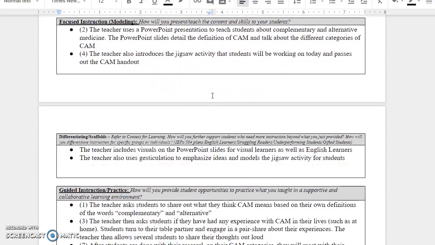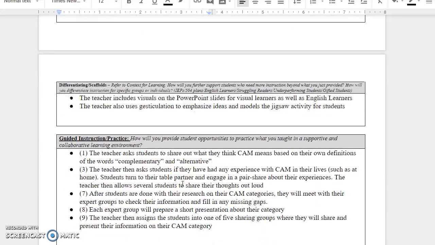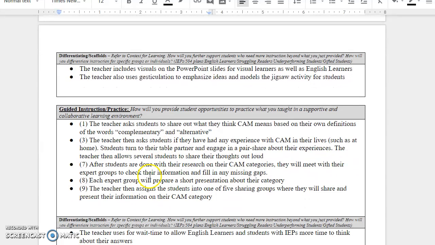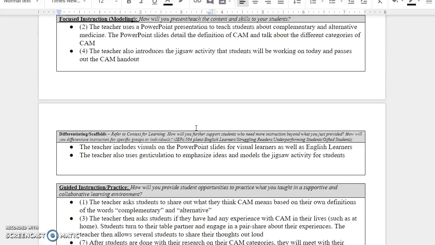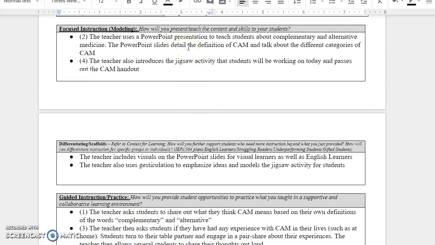So for this particular lesson, the 3 sections are mixed in together. The teacher starts off with a little bit of guided practice, asking the students to share out what they think CAM means based on their own definitions of the words complementary and alternative. After finding out what students already know, the teacher uses a PowerPoint presentation to teach students about CAM. It also talks a little bit about the 5 different categories of CAM.